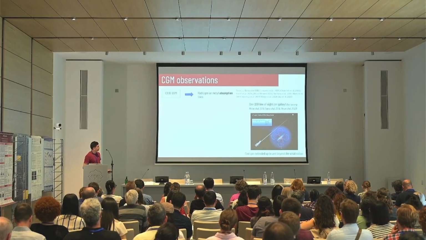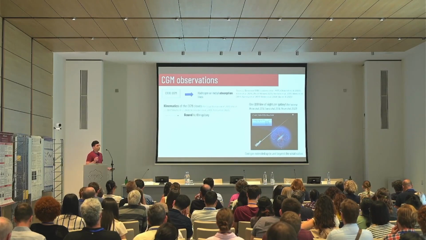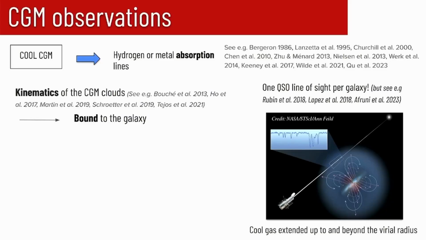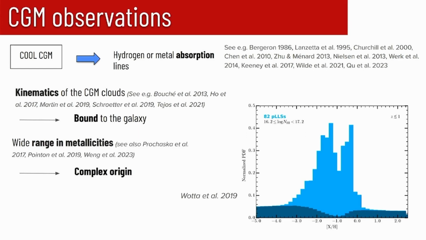The downside of this type of observation is that you typically only have one line of sight per galaxy, so you don't have a clear idea of the structure of the CGM that you could have from emission, but you can have a large statistical sample. Also, in many of these observations you have a high spectral resolution, so you can study the kinematics of this gas. People have found that you can see the same transition at different velocities, meaning that this gas is probably composed of different clouds moving in the halos of galaxies, and these clouds seem to be bound to the galaxies themselves. Then people have looked at the metallicities of these absorbers for different galaxies, and they find that the metallicity has a quite wide range for different absorbers.